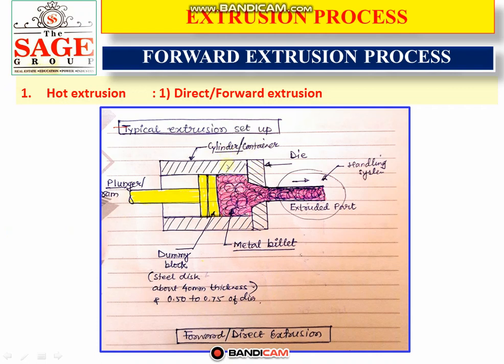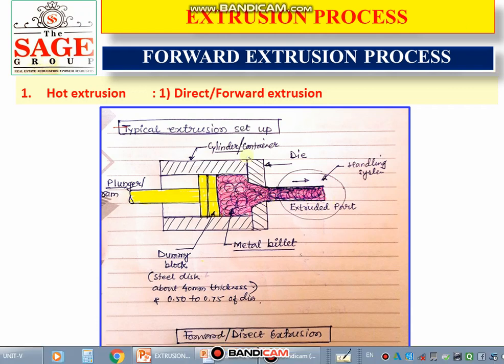So in this process, there is a cylinder or container in which the metal billet will be placed, and at one end of this cylinder or container there is a die. This is the die of the required shape, and this required shape may be circular, triangular, or rectangular. At the other end the ram or plunger is attached, and this is operated automatically. This is a hydraulic ram, and this is the extruded part.